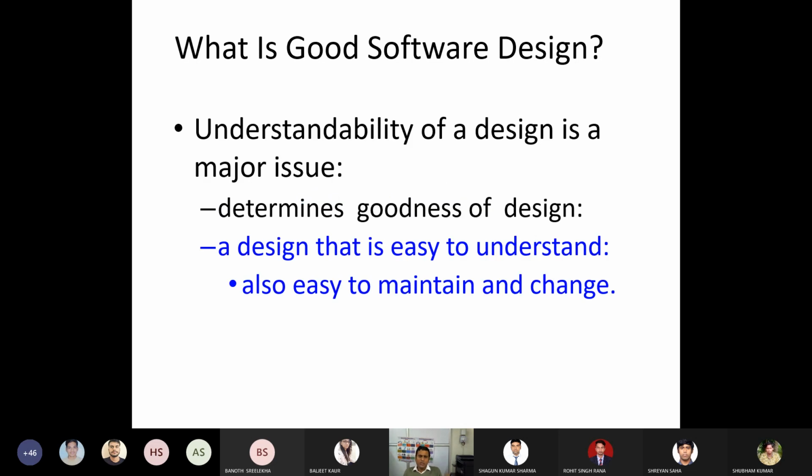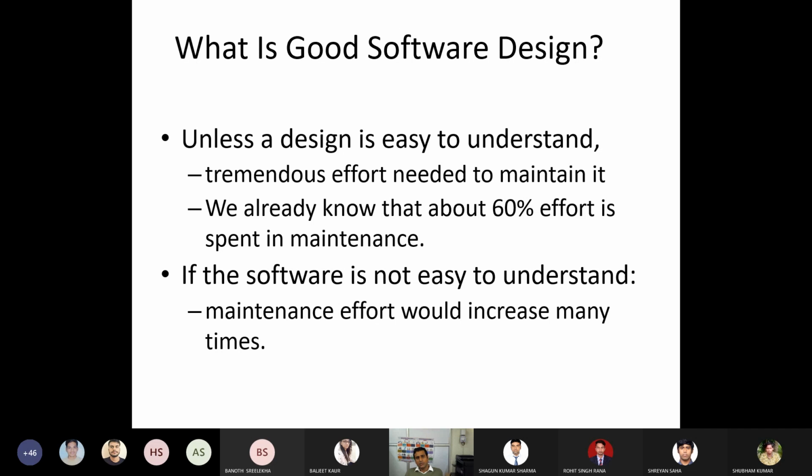The other one is the understandability of a design, which I discussed. It determines the goodness of a design. A good design is easy to understand, and also easy to maintain and change. If something is very easy to understand, then only can we maintain it and make certain changes to the design. If it is too complex to understand, then you require more effort to maintain that particular design when you require some maintenance.